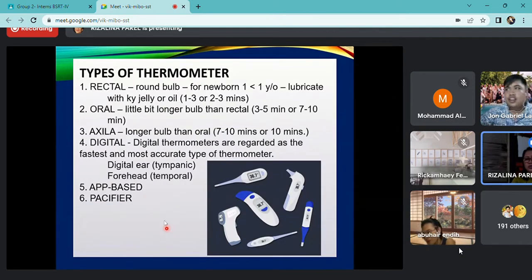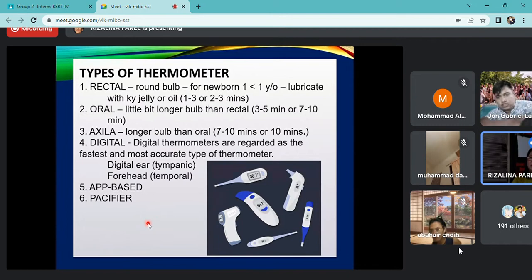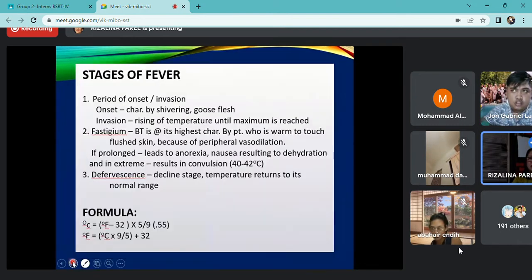Okay, so alam natin itong mga types of thermometer natin. We have rectal, oral, axilla, digital, may app base na, and merong pang baby na pacifier. So no need to further discuss it. Okay, for the stages of fever, just read on this, the period of an onset of invasion, fastidium, and effervescence. Okay, hindi na yan lalabas.